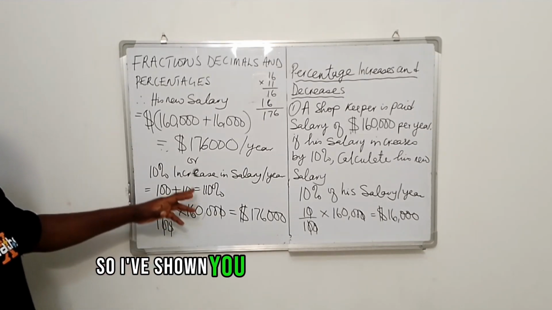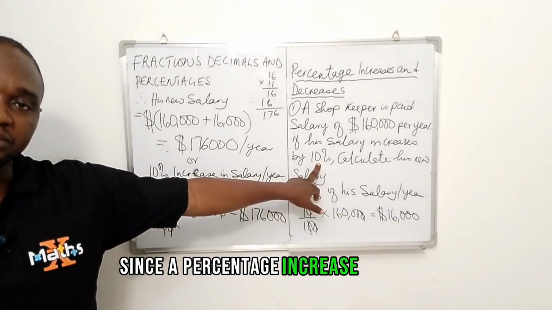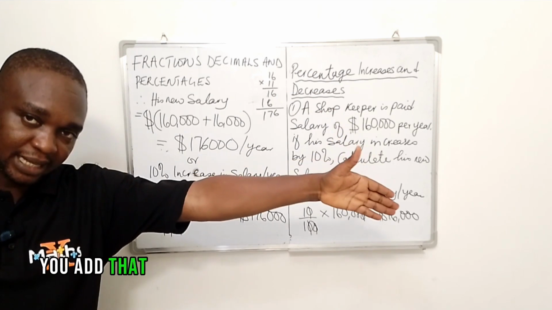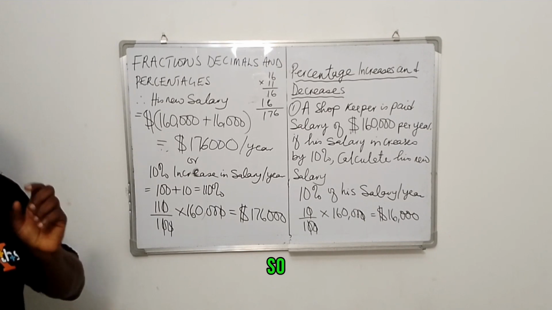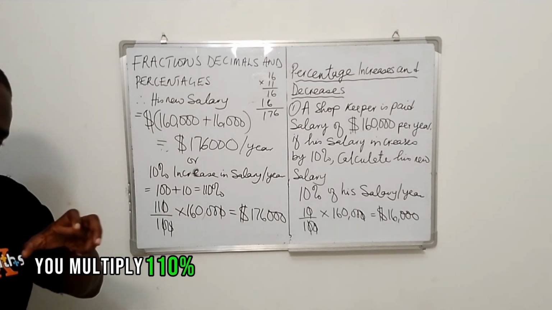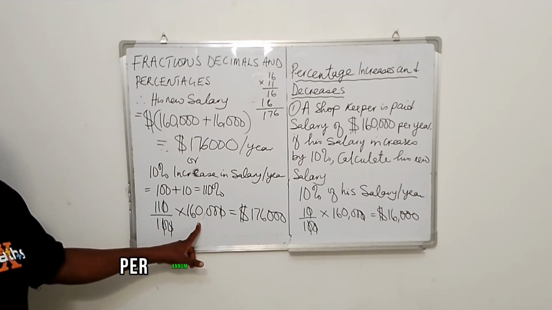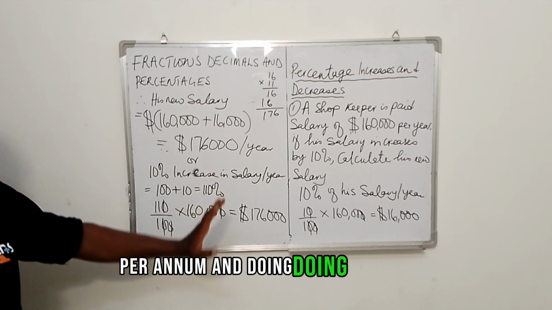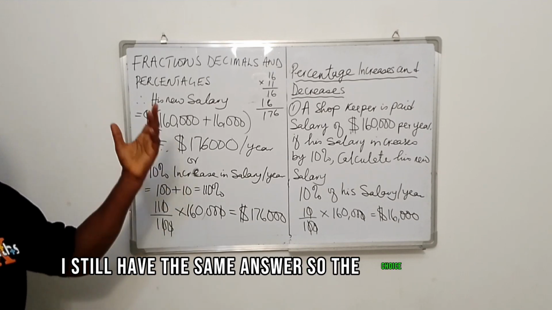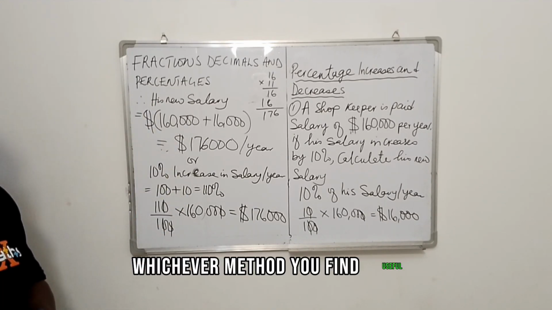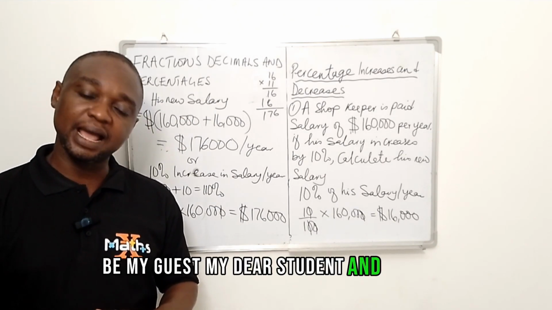So I've shown you two ways of getting this. Since the percentage increase was 10%, you add that to the 100% and you have 110%. So you multiply your 110% with what he was getting previously per annum. And doing the maths, I still have the same answer. So the choice is yours. Whichever method you find useful, be my guest, my dear students and viewers.